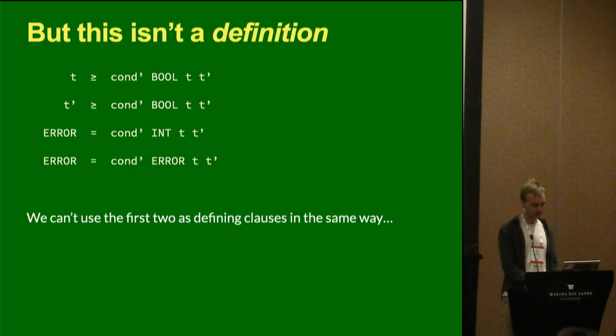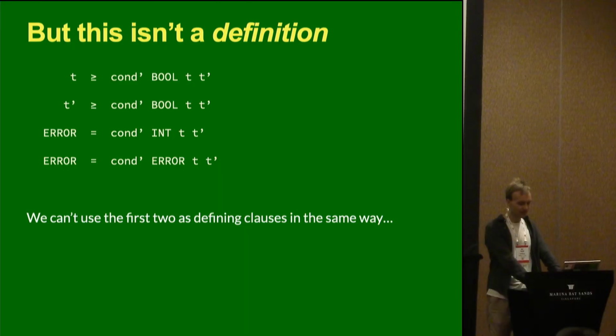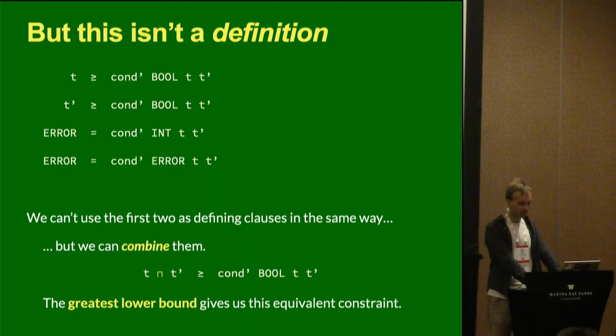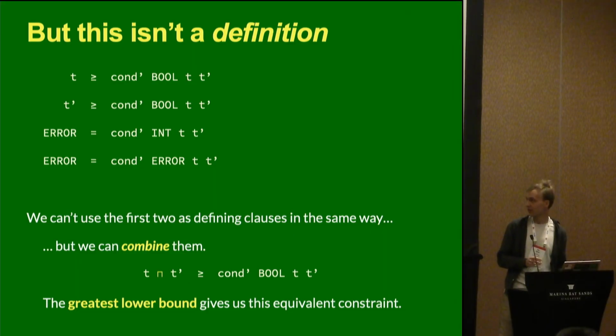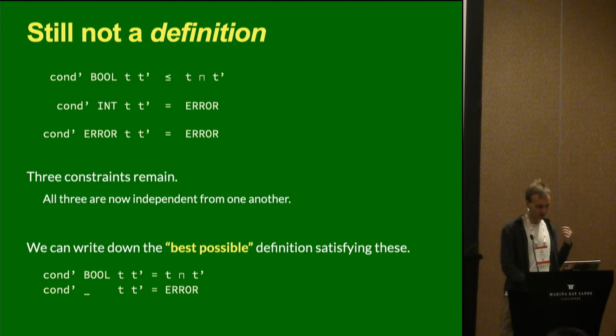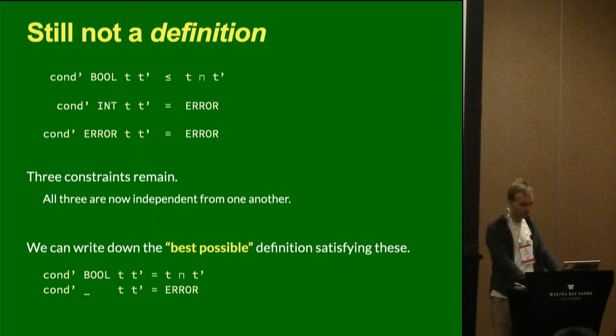But again, we're working in a partial order. In fact, we're working in a partial order with a bottom, and therefore we can use the greatest lower bound. And this lets us combine these 2 inequalities at the top into this one inequality at the bottom. And this is actually just the definition of the greatest lower bound, right? This constraint here is equivalent to the 2 constraints at the top. So we now have 3 constraints rather than 4.